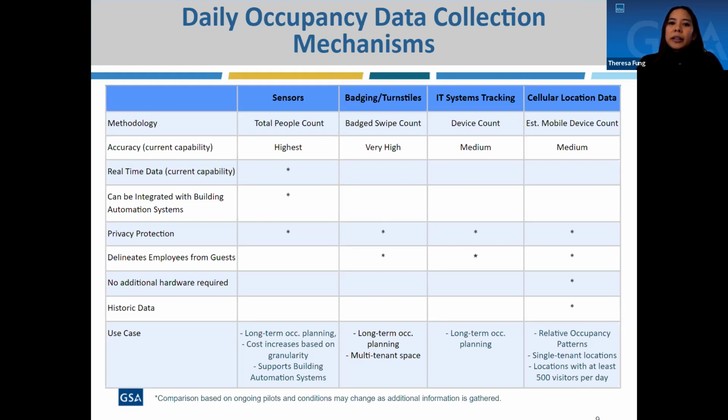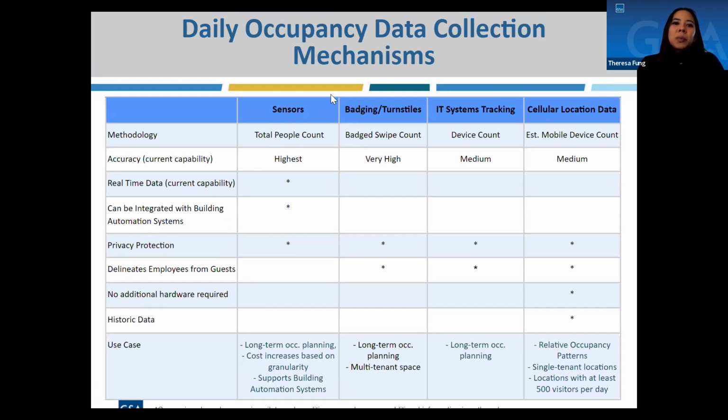Additionally, we've recently started piloting the use of cellular location data, which is commercially available information that is analyzed on various platforms by contractors or companies out there. It's commercially available information. You don't have to install anything. There's no manual activity on the side of the government, but it is an estimate. So it's an estimate of how many devices pinged at a specific location on a specific day or time based on what is commercially available out there.